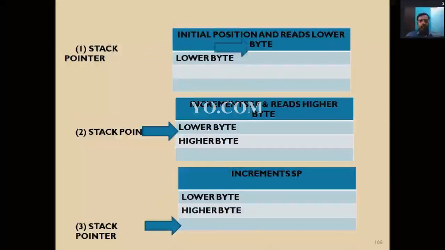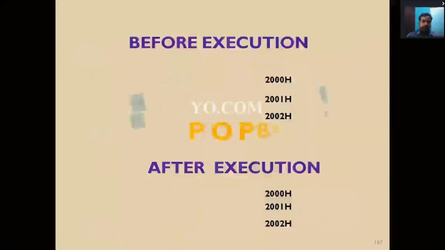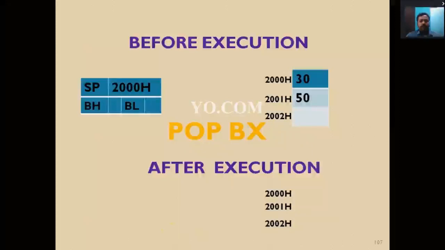Initially the stack pointer points to the lower byte, the top of the stack. Then the stack pointer points to the next data, and the first byte is taken out. After that, the higher byte is taken. Then after the higher byte is taken, the stack pointer points to the bottom of the stack.